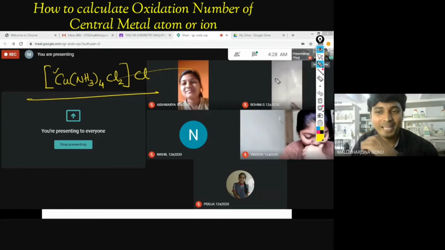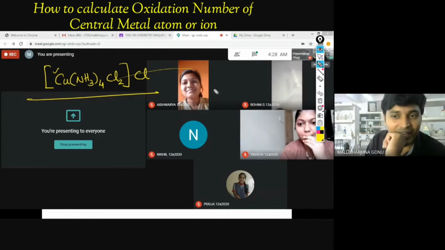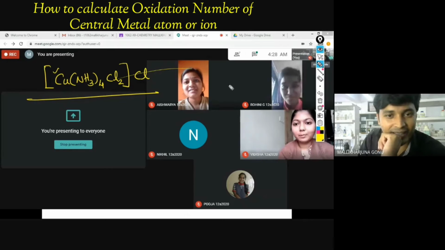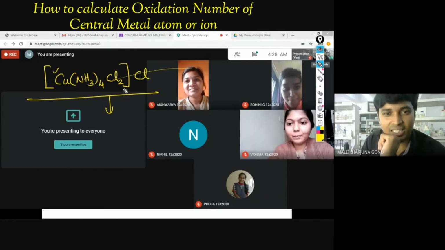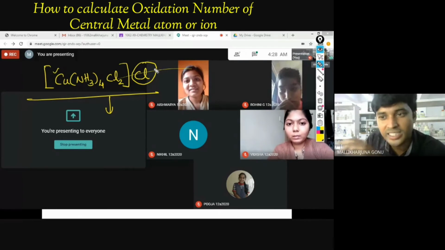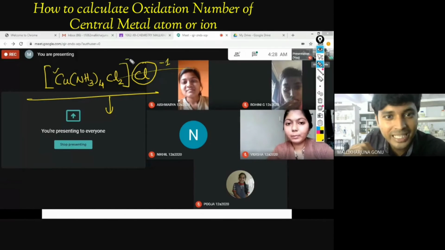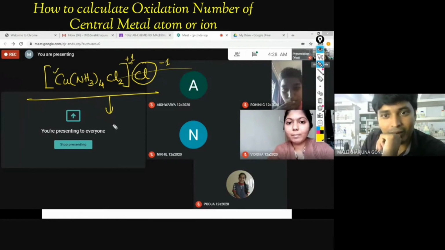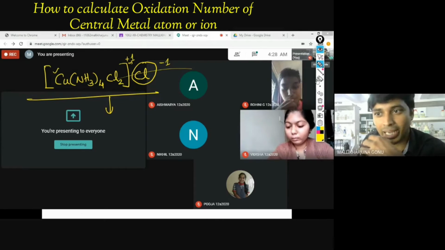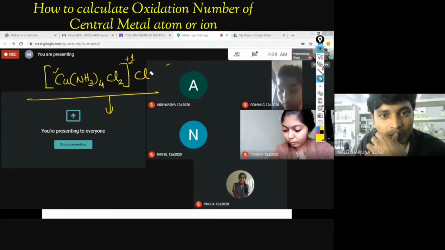Okay, chalo guys, I will explain this one. I will give you another example that you do. The first thing is you have to find out the charge here. What is here? Cl. Cl is negative valency, which is -1, right? So Cl minus means -1, so here it is +1. The charge is +1. So that you have to find out. First one I have given here: +1.